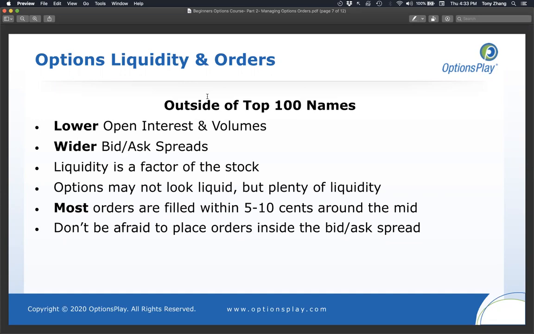So when I look at an option, right? What we've noticed is that when you go outside of the top 100 names, so think about the S&P 500. We think of the S&P 500 as a group of pretty liquid names, right? Anything in the S&P 500 is likely going to be a very liquid name, especially if you're trading the underlying stock, right? But what we notice is that when we look outside of the top 100 in terms of market cap, you're going to see lower amounts of open interest and volumes. And I know a lot of you pay attention to open interest and volumes. You're going to also notice wider bid-ask spreads. So spreads, instead of 20 cents, they might be 50 cents or maybe even $1 wide.